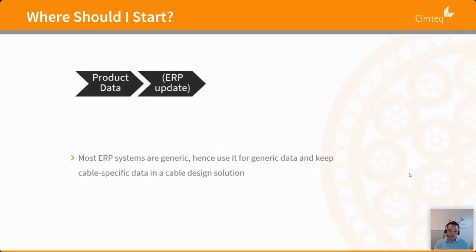Because the ERP will never be able to capture the complexity of a cable design. It may be okay for other products, but so far we don't know any ERP that can handle the complexity of wire and cable accurately. So keep the cable-specific data in cable-specific solutions, and keep the ERPs as standard as possible. That will save you a ton of money.